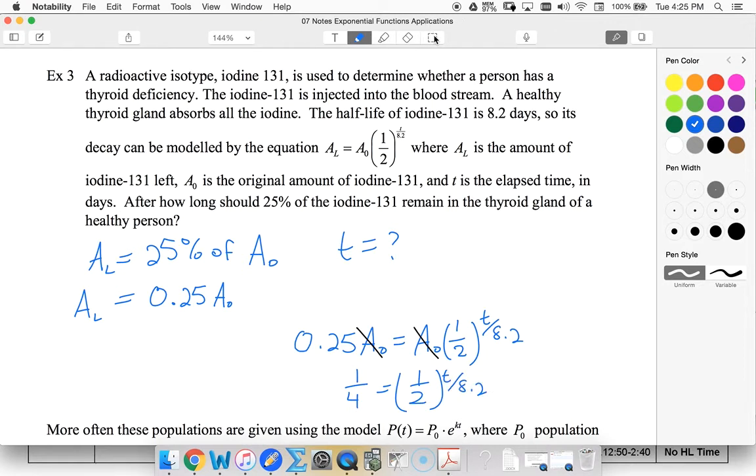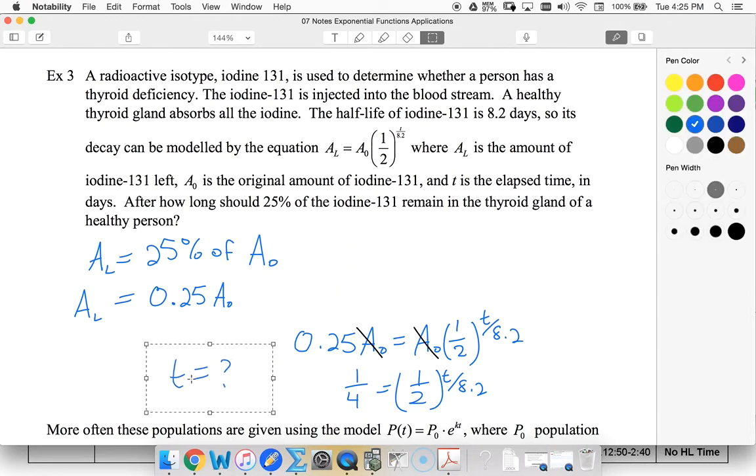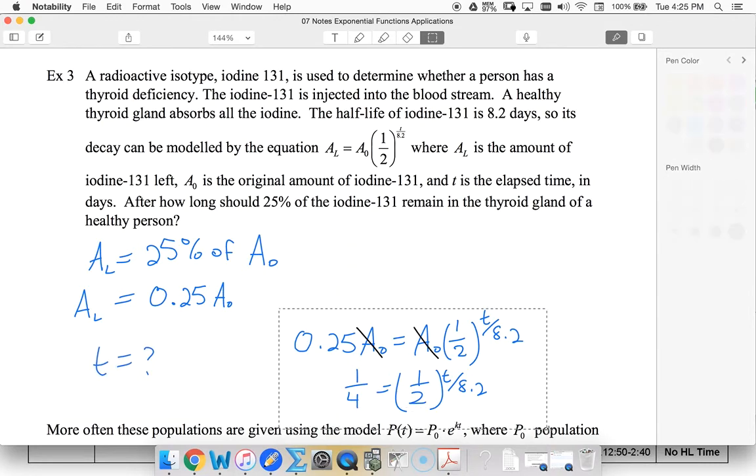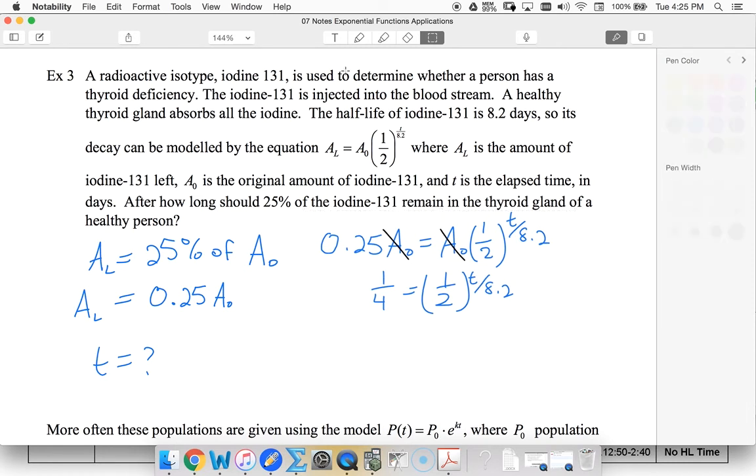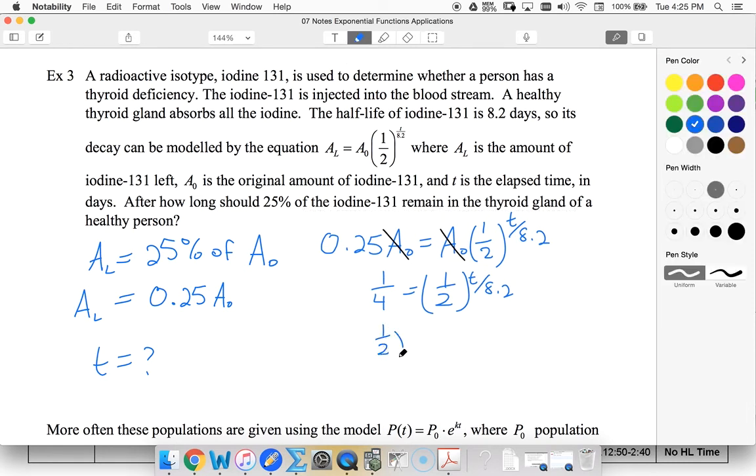Well, this one I can solve algebraically. I can keep going because I know, of course, 1/4 is the same as 1/2 squared, equals 1/2 to the t over 8.2. If I didn't know that, I could use logs to solve, but now I can say t divided by 8.2 has to equal 2, setting my exponents equal. So the time it takes is going to be 16.4 days. Again, if I couldn't do this exactly, then I would move to logs, and I would use my logs to solve it.